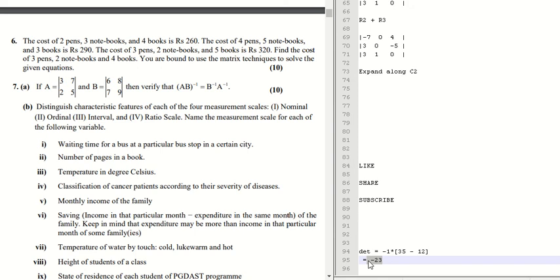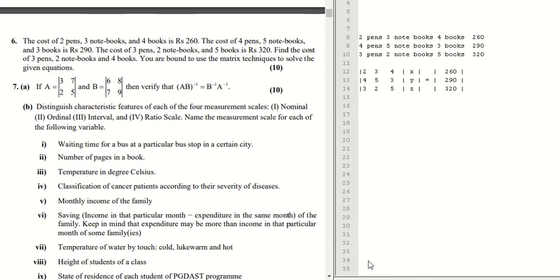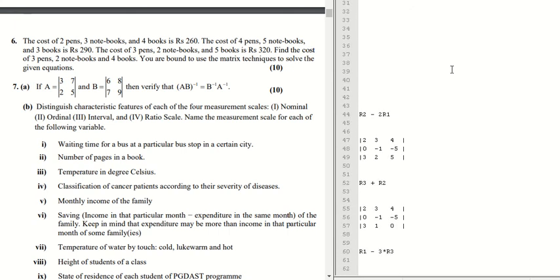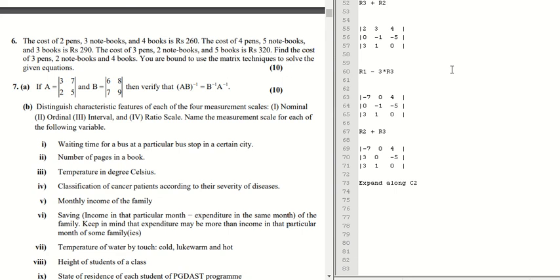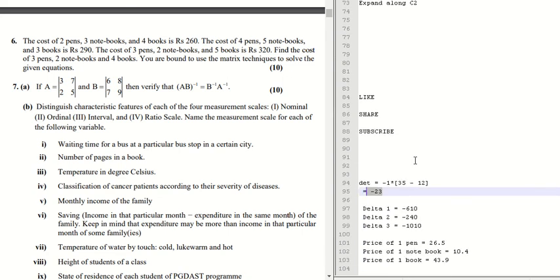Now that you have to find the values of x, y and z, you should know what delta 1, delta 2 and delta 3 are. If you do not know them, I will give you a brief. If you want delta 1, you replace column 1 with these values. For delta 2, you replace the second column with these values, and for delta 3, you replace the third column with these values, and you find the determinant. I have cut short everything for you. Delta 1 is minus 610, delta 2 is 240 and delta 3 is this.